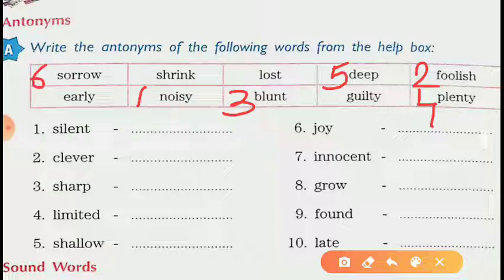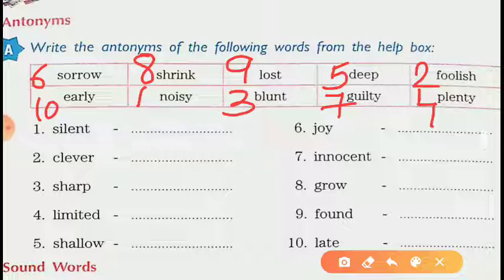Seventh word is innocent. And the antonym of innocent is guilty. Eighth word is grow. And the antonym of grow is shrink. Ninth word is found. And the antonym of found is lost. 10th word is late. And the antonym of late is early. So the antonyms, now you must learn them.